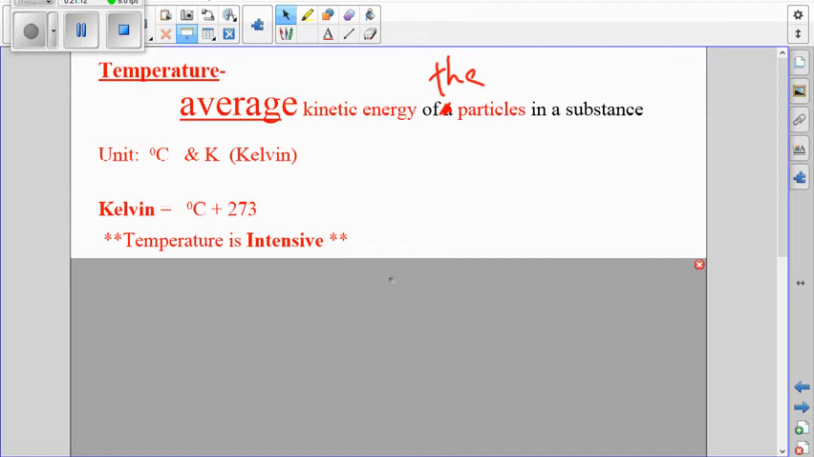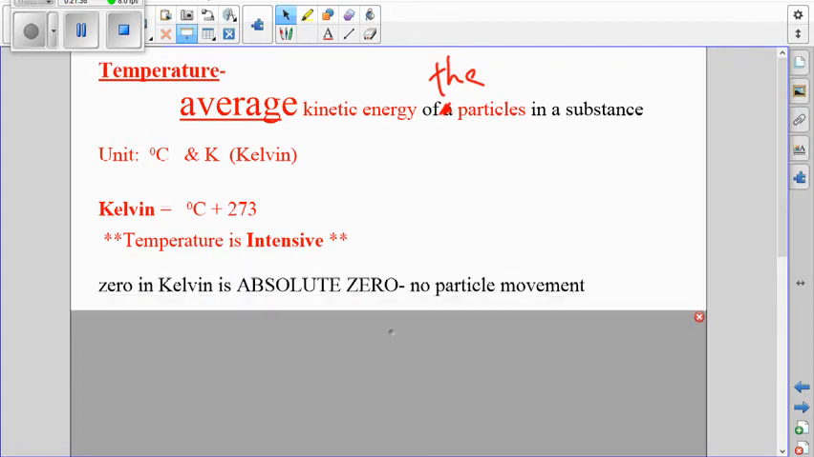The point is, temperature is an average, so it doesn't matter how much or how little of the stuff you have. Temperature just says, well, every particle has about this much energy. That's what temperature is measuring. So that means temperature is intensive, unlike thermal energy, which is adding up all of the kinetic energy of particles. Temperature is just looking at the average kinetic energy.